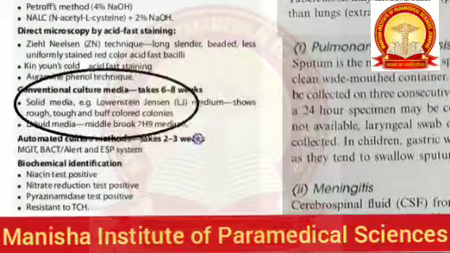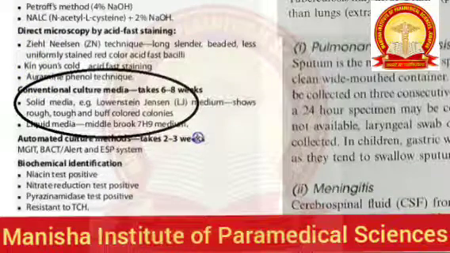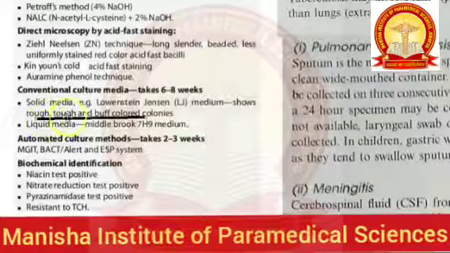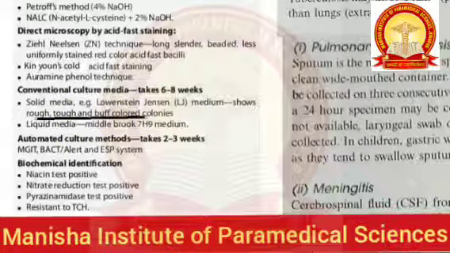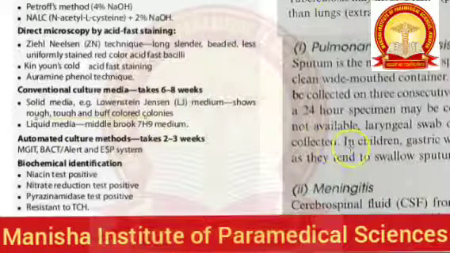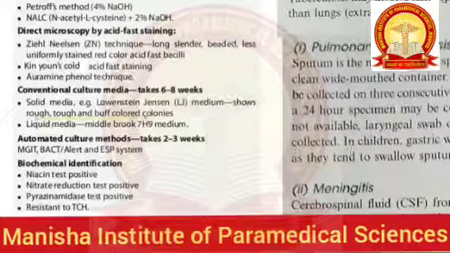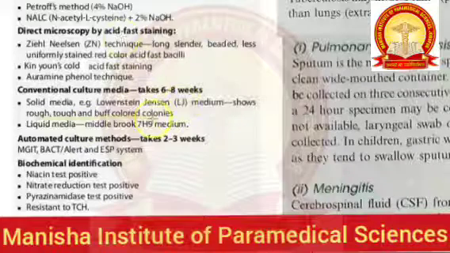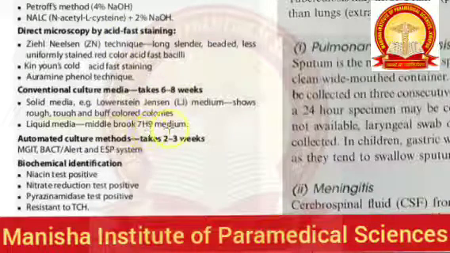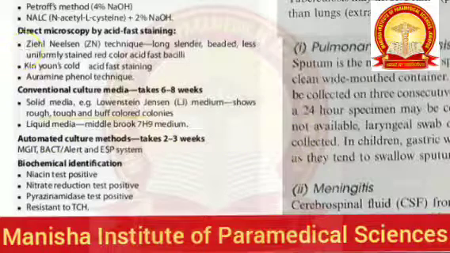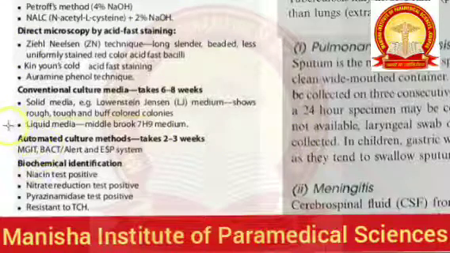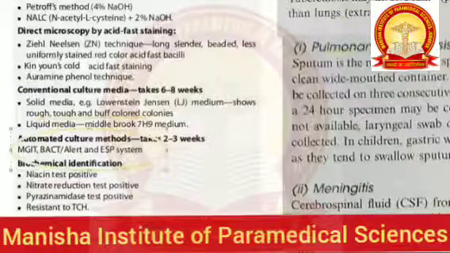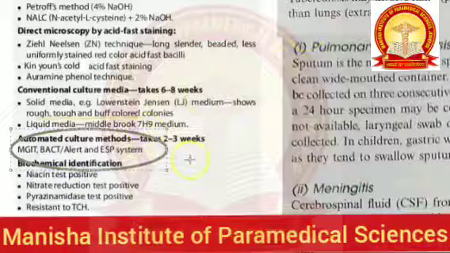Then you will do the culture. Culture will take weeks together. Please remember this. It will take weeks together. And it will give you rough, tough, buff colored colonies. Buff will be kind of cream color. Okay. Rough, tough, buff colored colonies. Fine. Then you have liquid media, which will be Middlebrook 7H9 media. This is not very important for you. Okay. You can leave that. You can also culture it on liquid media basically. Conventional cultures. Then you have automated culture methods. This will be faster, 2 to 3 weeks.